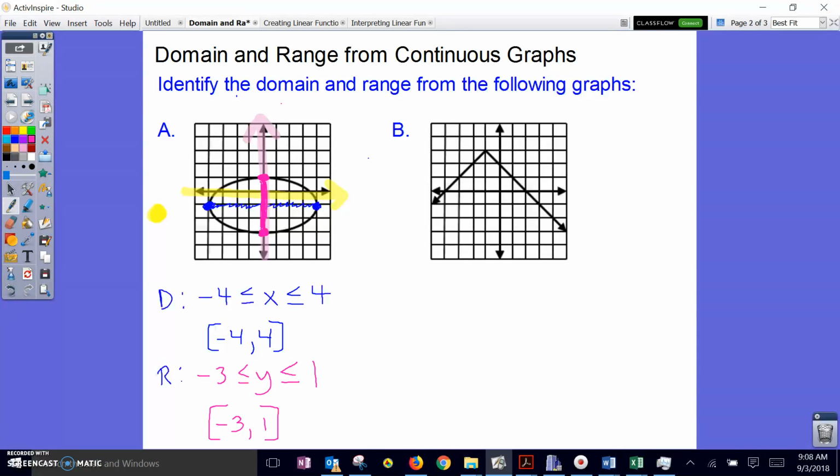Okay, moving on to example B. We start by looking at the domain, and so we read this graph from left to right. You notice over here, at the left end of the graph, there's an arrow, which means that this graph continues to go forever in this direction. And so the domain starts as far over to the left as we can possibly put it.